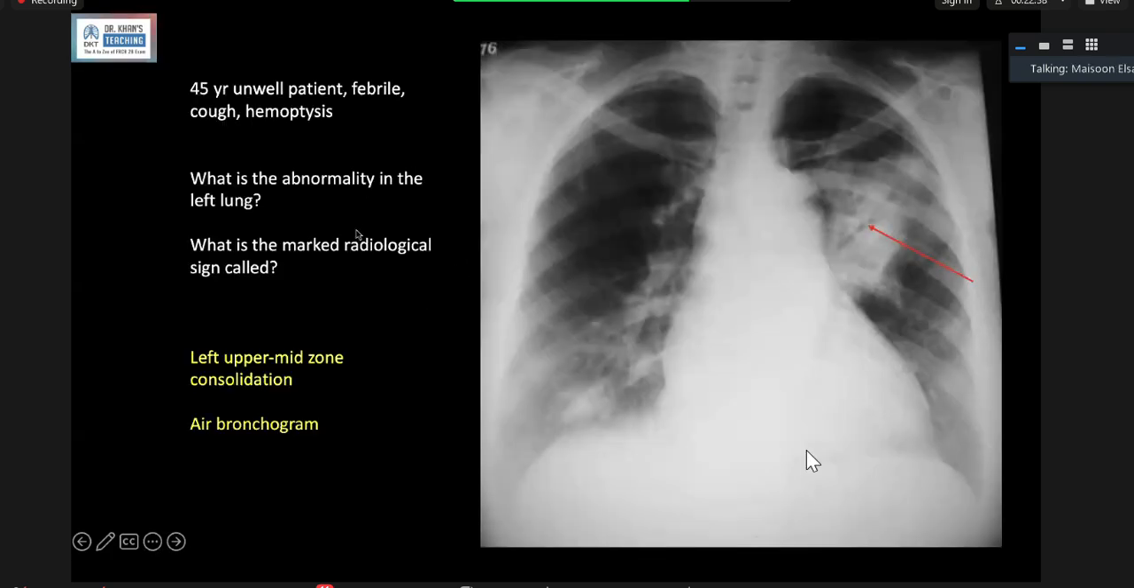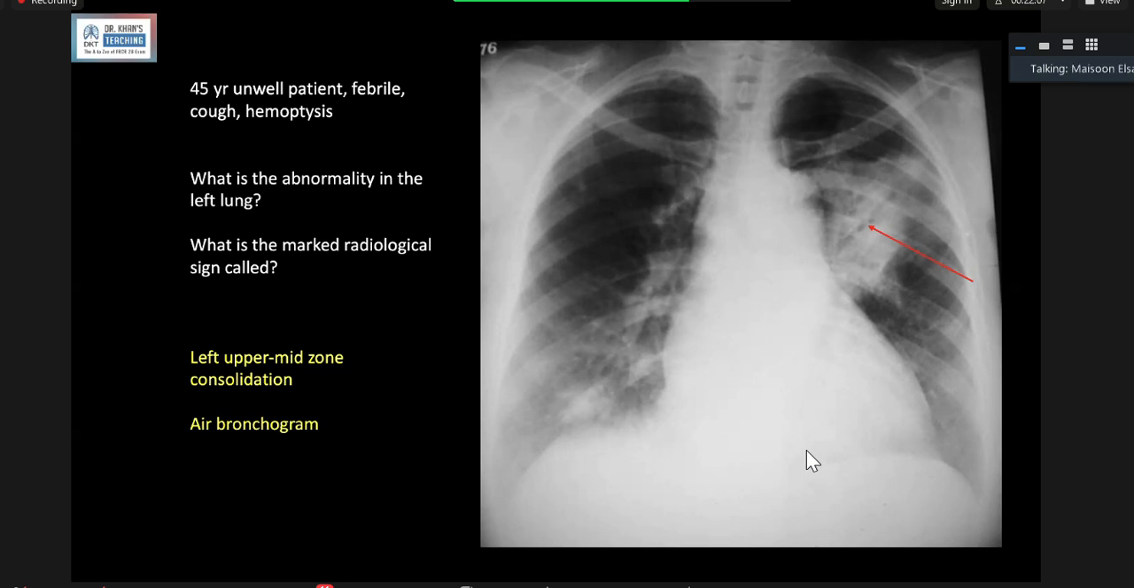So the first question, we had a 45-year-old unwell patient who was febrile with a cough and hemoptysis. The abnormality in the left lung that we can see here is the left upper and mid-zone consolidation. Because the cardiac contours and the mediastinal contours are still really clear, we can't say it's located in one lobe.